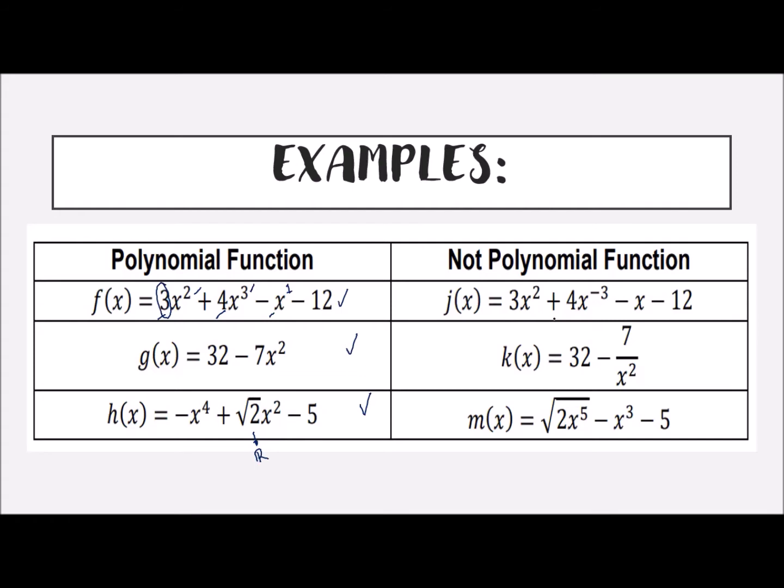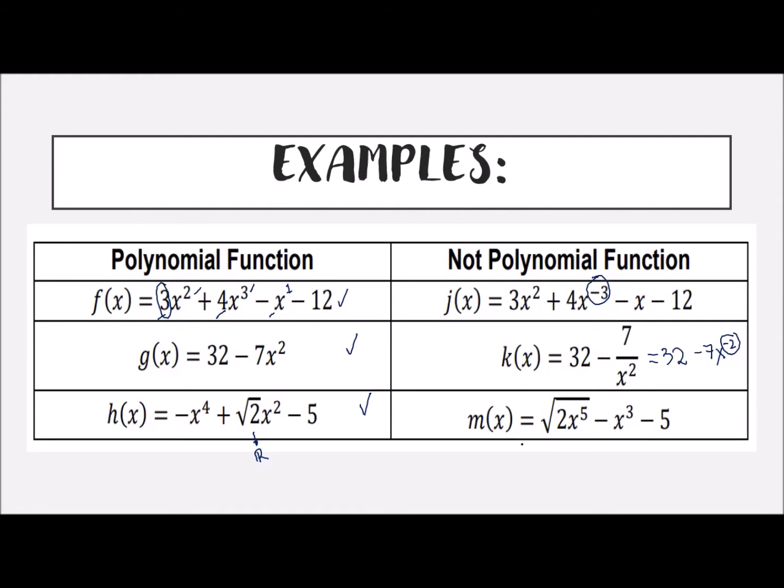So dito sa j of x, meron tayong negative 3 as exponent. So yan yung nagpapabawal kung bakit siya naging hindi polynomial function. Dito naman sa k of x, unang tingin, polynomial function yan kasi positive yung exponent ng x squared. But if we're going to simplify this, it is also equal to 32 minus 7x raised to negative 2. So, kakaroon tayo ng negative na exponent. So, hindi rin po siya pwede.